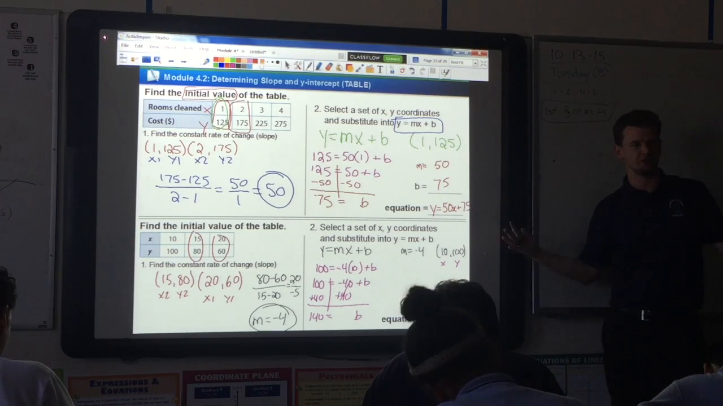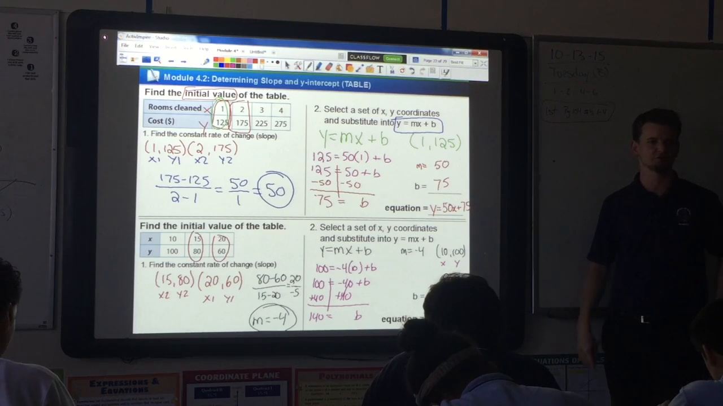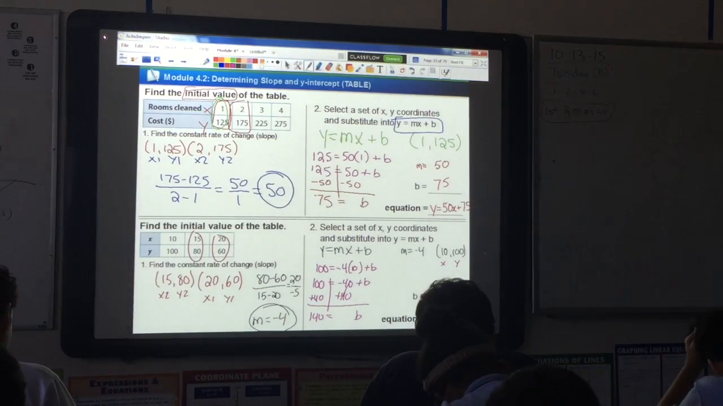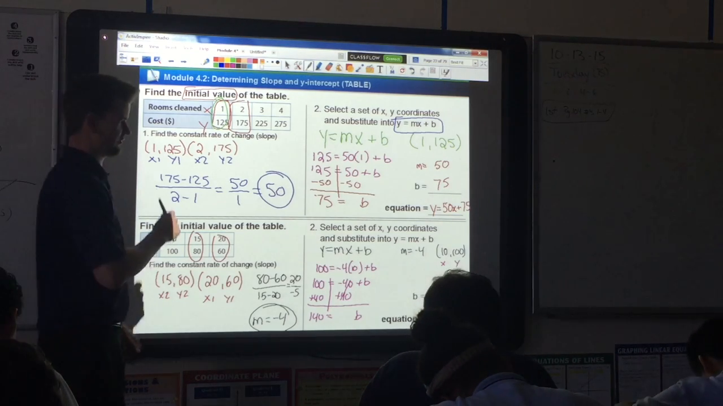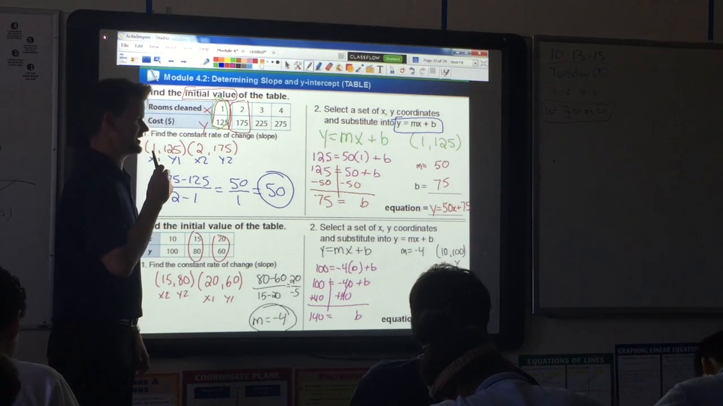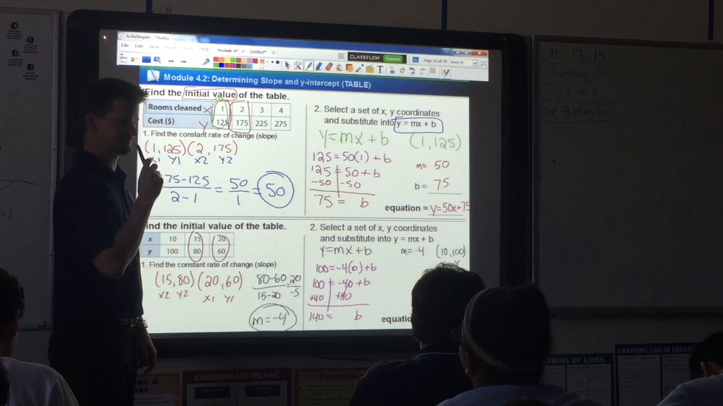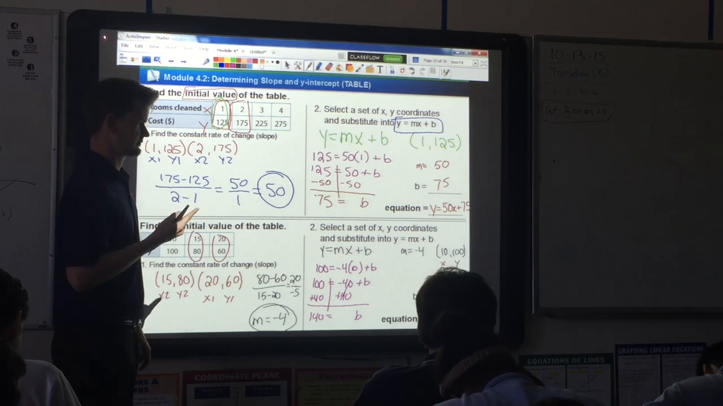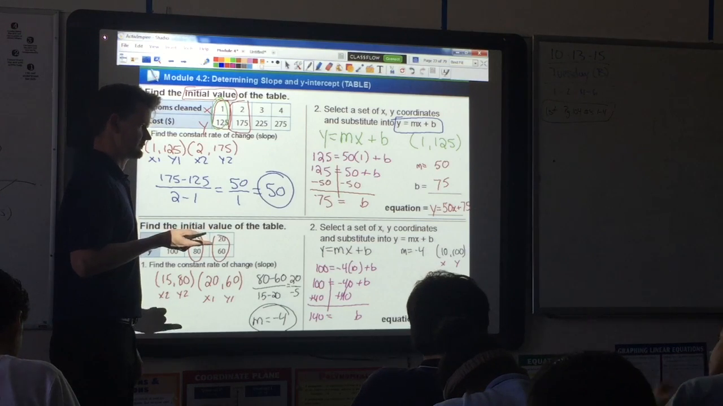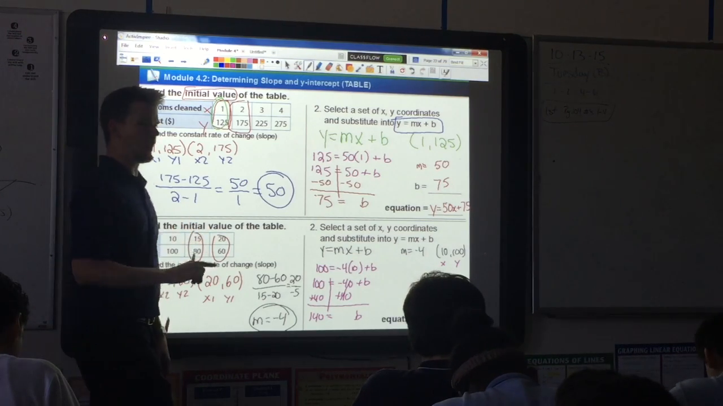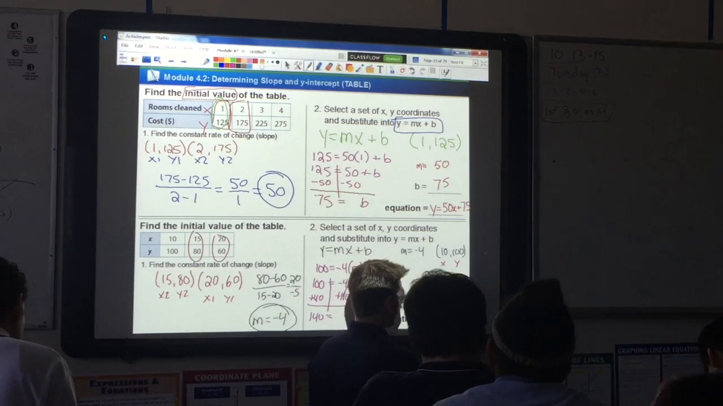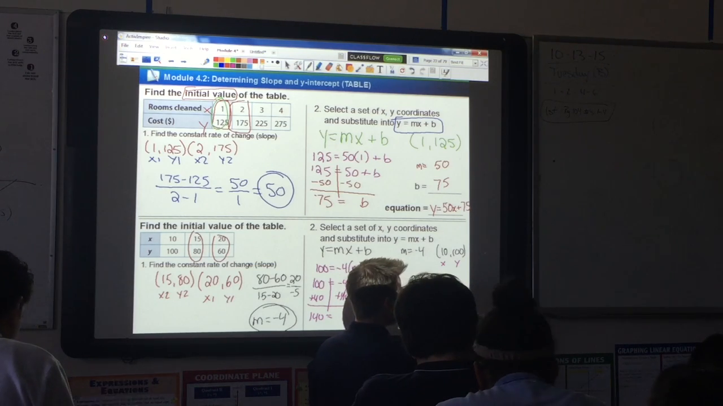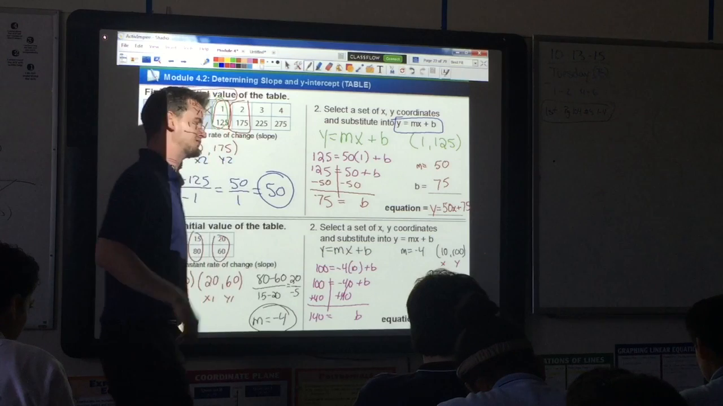Do I have enough information to write an equation now? Yes or no? Can I write an equation now? Okay, for the big prize of one measly ticket, can you tell us what would that equation be? Y equals -4x plus 140. Beautiful. Good job.